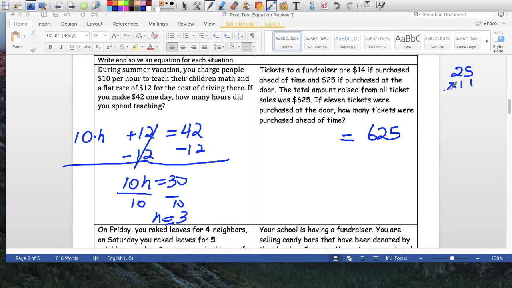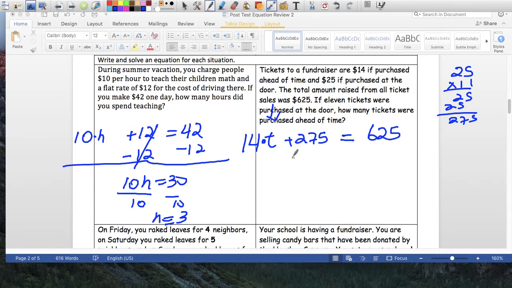If you multiply that by 11, you get $275. So out of the $625, $275 came from tickets sold that particular day. And then the rest of the money you collected was from tickets sold ahead of time. Okay, so it was 14 times the number of tickets, right? Each ticket was $14. So we need to find out how many tickets were bought at $14.